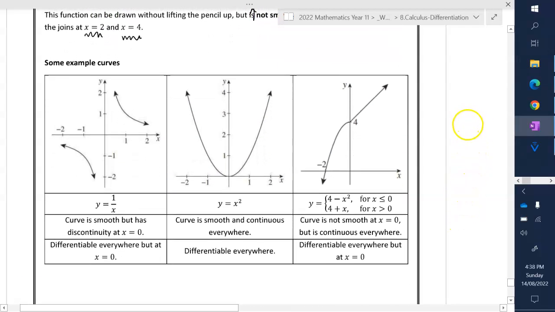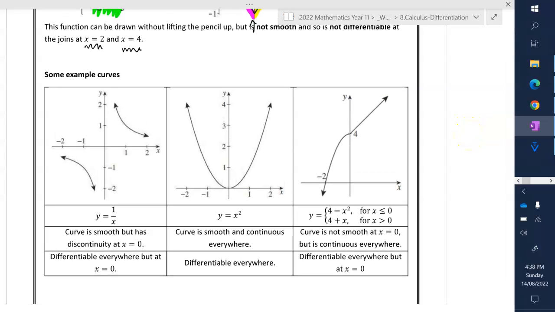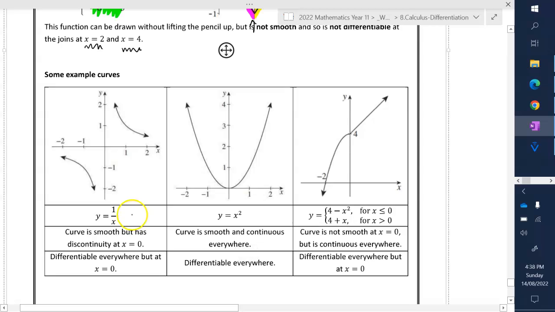Here's some example curves. The first one here we're quite familiar with, xy equals 1 over x. It's a hyperbola. We've been differentiating curves like this, which is y equals x to the minus 1. We've been able to do that. The curve is smooth, isn't it? If you put our pens along there, it's nice and smooth. However, the curve has asymptotes.